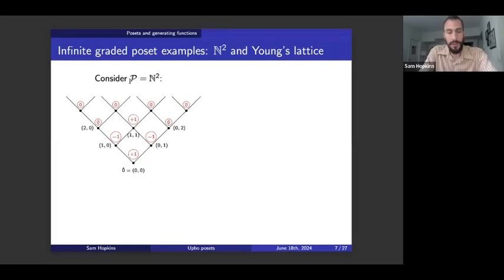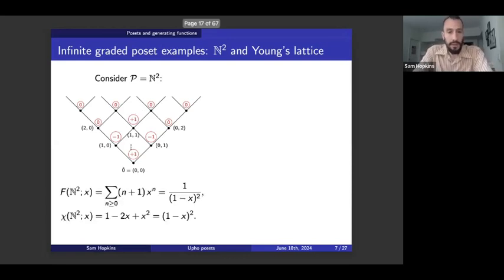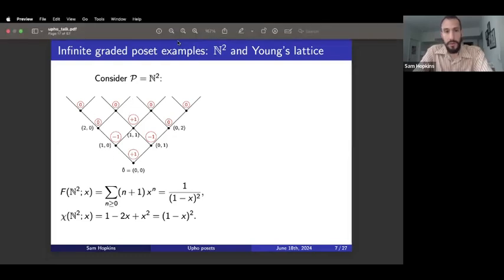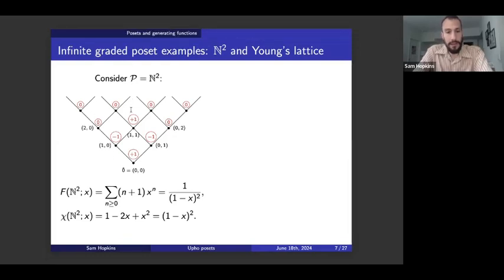One example is just the natural numbers squared, so this kind of grid poset. Its rank generating function is the sum over n greater than or equal to 0 of (n + 1) x^n. So there are n + 1 things at rank n. That can also be written as 1 over (1 - x)^2, a rational function. And what is the characteristic generating function? I'm showing you with those red circles computing the Mobius function values. And we see that they all become 0 after a certain point. So even though it's a priori a formal power series, it's actually just a polynomial, 1 - 2x + x^2, which we saw before, is (1 - x)^2.